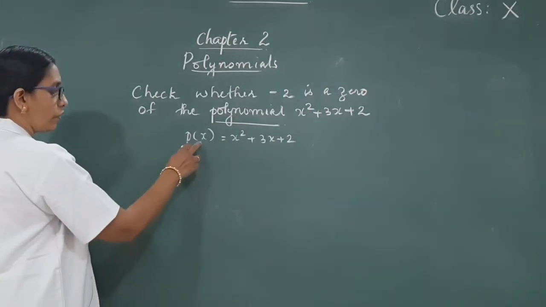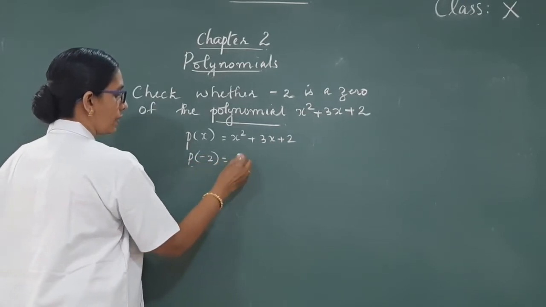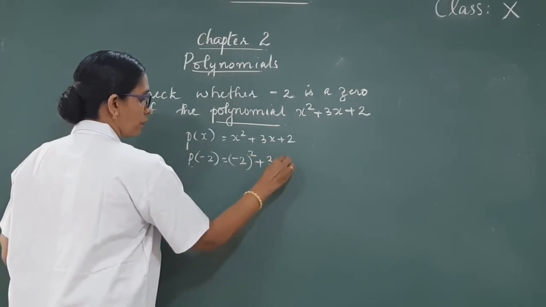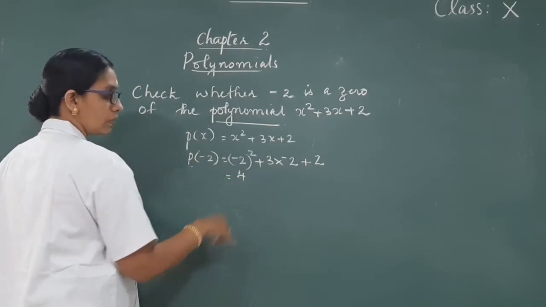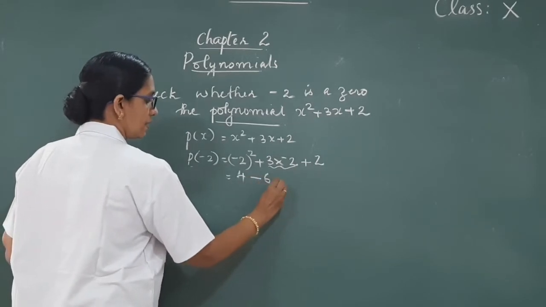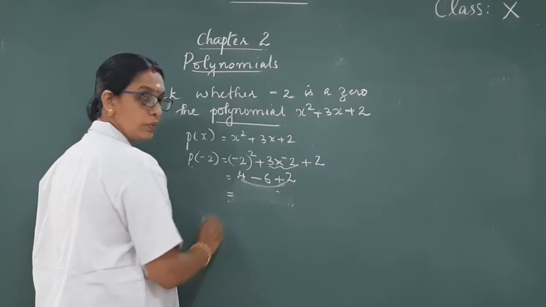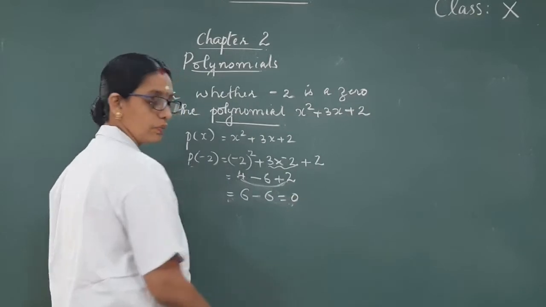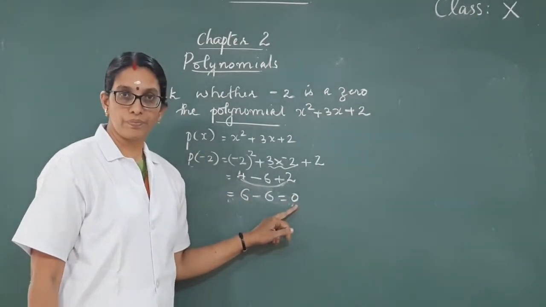So let's put the value of x as minus 2. So P of minus 2 equals minus 2 the whole square plus 3 multiplied by minus 2 plus 2. It is 4. Then 3 multiplied by minus 2 is minus 6. Then plus 2. Equal to 4 plus 2, 6. Then we have minus 6. So it is 0. So P of minus 2 we got as 0.